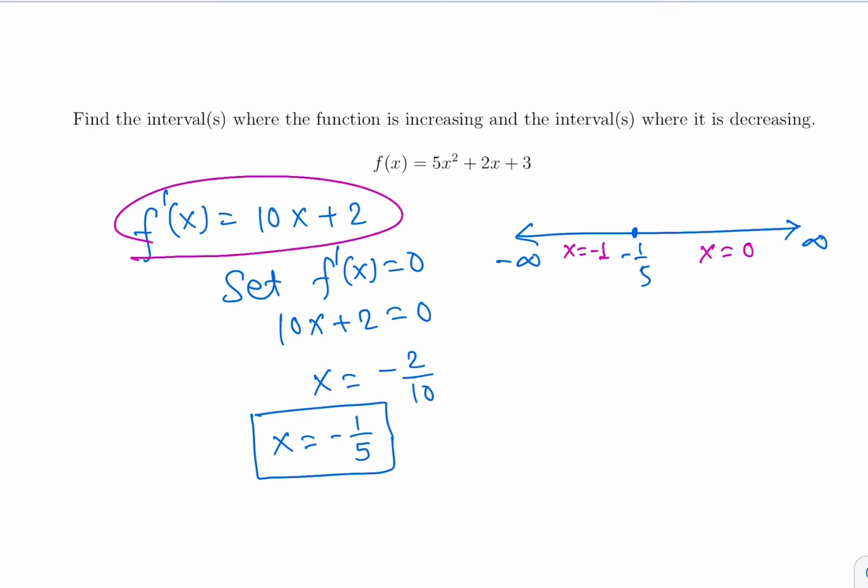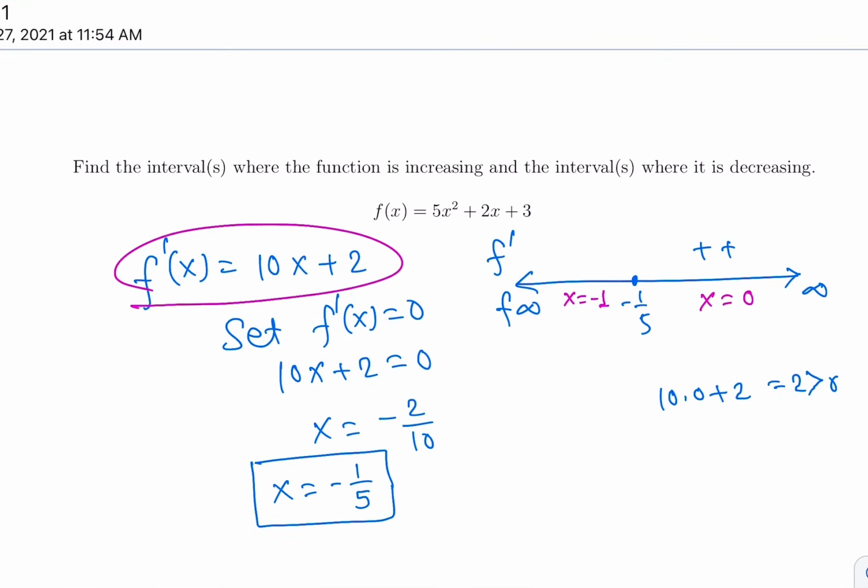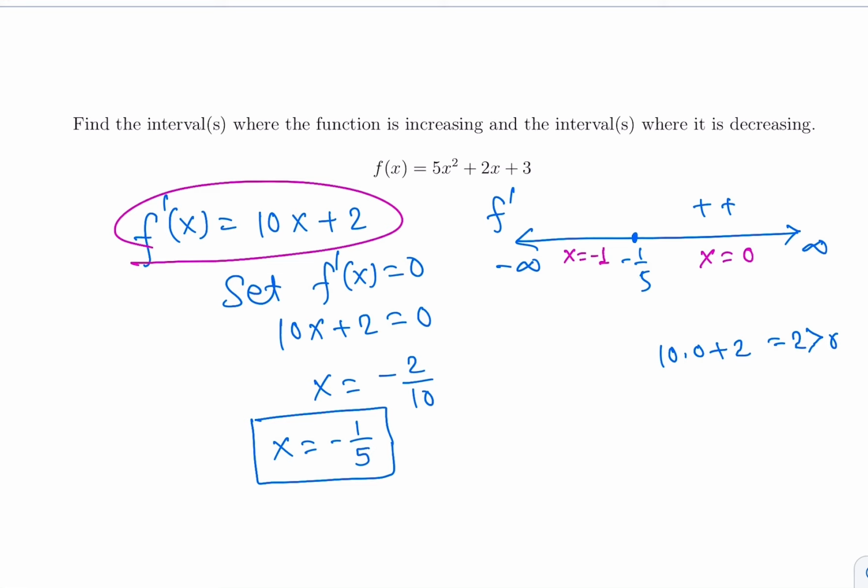If we plug in 0, we get 10 times 0 plus 2, which is 2. It's positive. So the derivative, let me write f prime, is positive. You can write 2 or 1, doesn't matter. That means on this interval the derivative is positive, which means the function is increasing. So I can write that notation there.